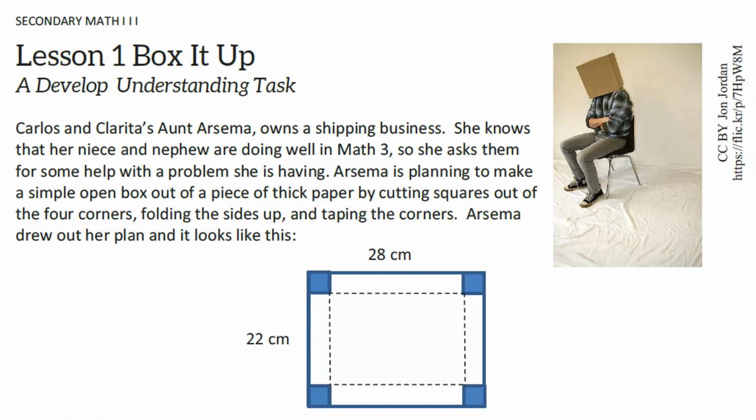This problem asks students to maximize the volume by determining the best size of square to cut out of each corner. After finding the size of the square, the students then find the dimensions of a box that has the largest possible volume.